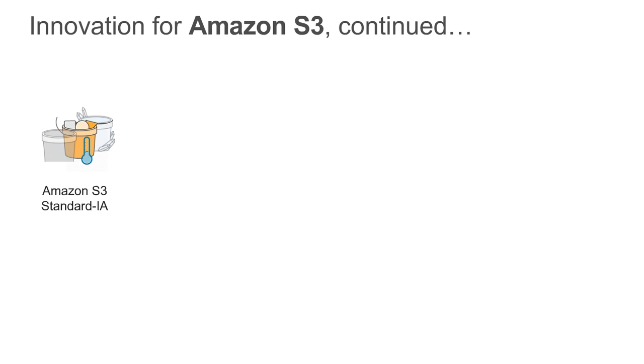With S3 IA, you have immediate access to that data. Again, it is just like Amazon S3 Standard, so you have high durability, you have the throughput, and you have the low latency as you have with Standard. You also have a low per gigabyte storage cost with it, but you also have a per gigabyte retrieval fee. That's one thing that differentiates it from S3 Standard.